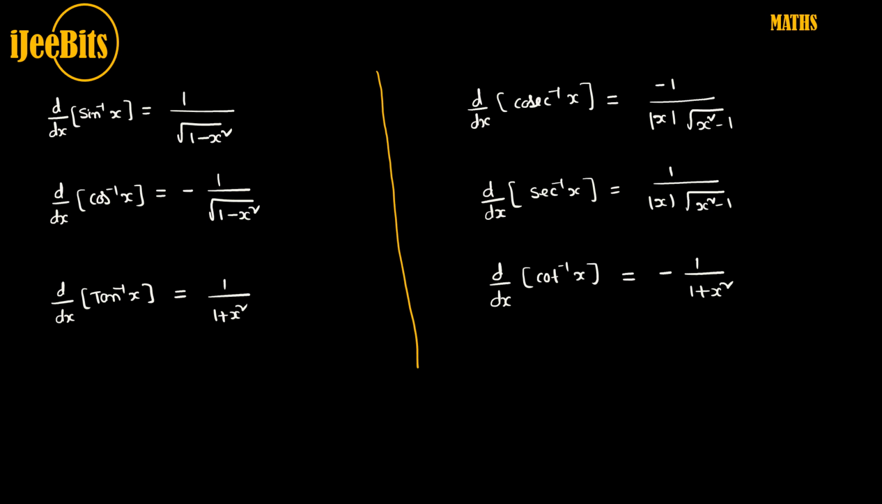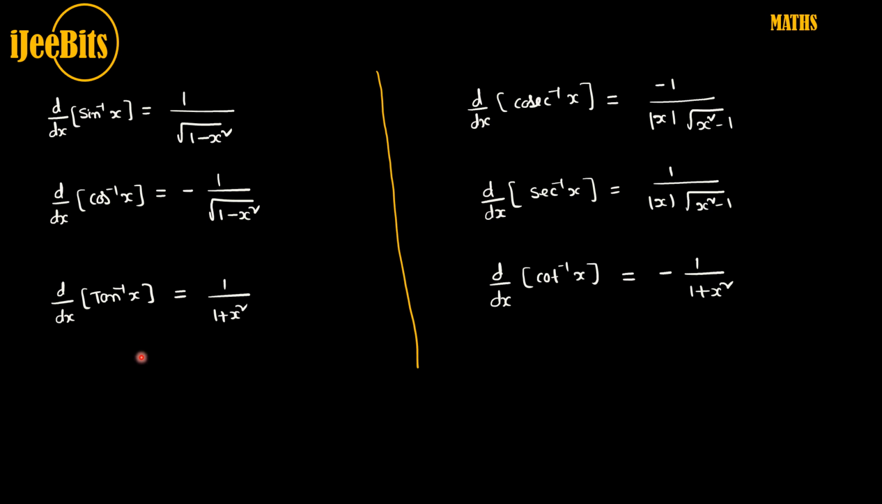So inverse trigonometric functions also we have to remember, right? d/dx of sine inverse x is equal to 1 by root over 1 minus x square. d/dx of cos inverse x is equal to that of sine inverse, but only the minus is extra: minus 1 by root over 1 minus x square. d/dx of tan inverse x is nothing but 1 by 1 plus x square, right?